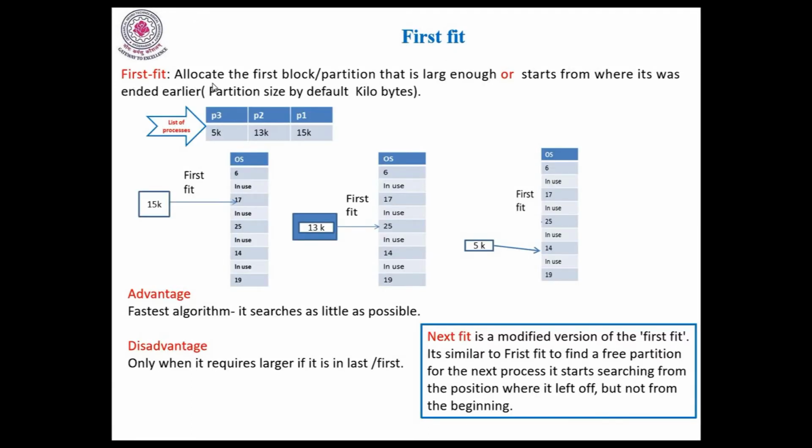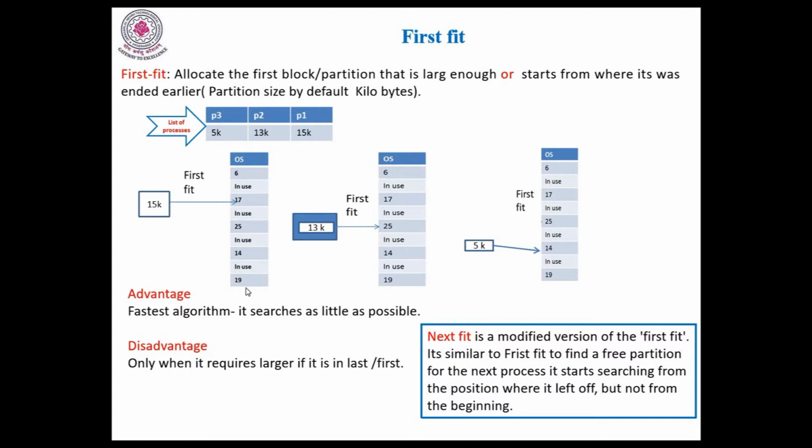What is the first fit? Allocate the first block or partition that is large enough, or starts from where it ended earlier. Before understanding the first fit algorithm, let us take an example. The list of processes waiting for the main memory: P1, P2, P3. The main memory is divided into two partitions: one is the operating system, the other is the user area. The user area is divided into multiple partitions, either fixed or dynamic.